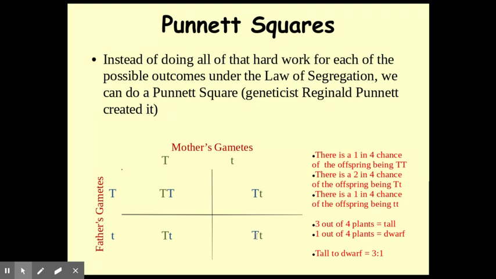So there is a 1 in 4 chance of the offspring being big T, big T. There are 2 in 4 chances of the offspring being big T, little t. And there is a 1 in 4 chance of the offspring being little t, little t. So 3 out of 4 plants are tall and 1 out of 4 plants is dwarf. So the ratio is a 3-to-1 ratio.